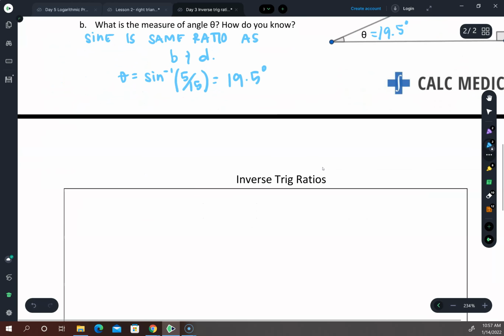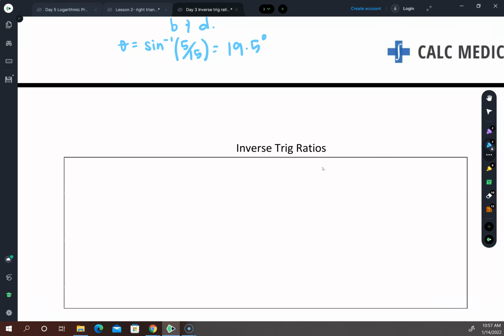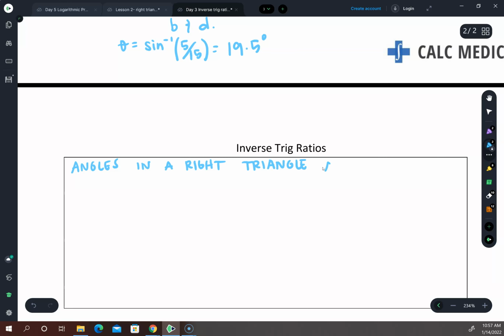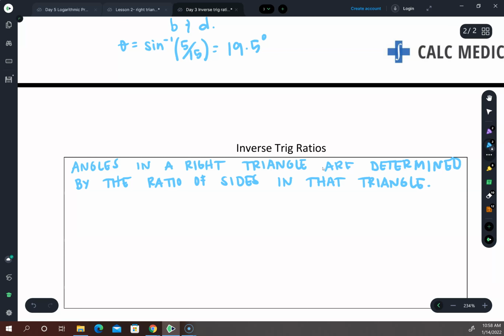Okay, so angles in a right triangle are determined by the ratio of sides in that triangle. Okay.